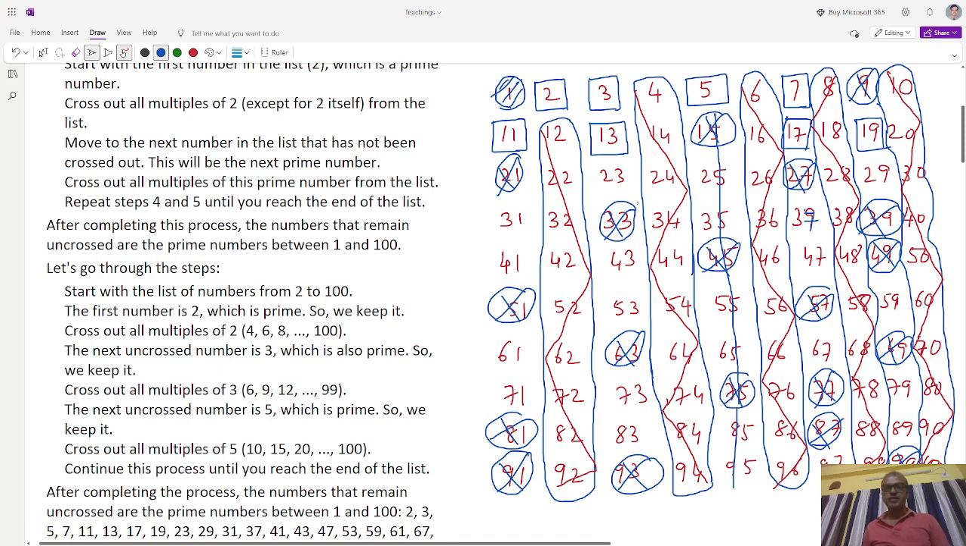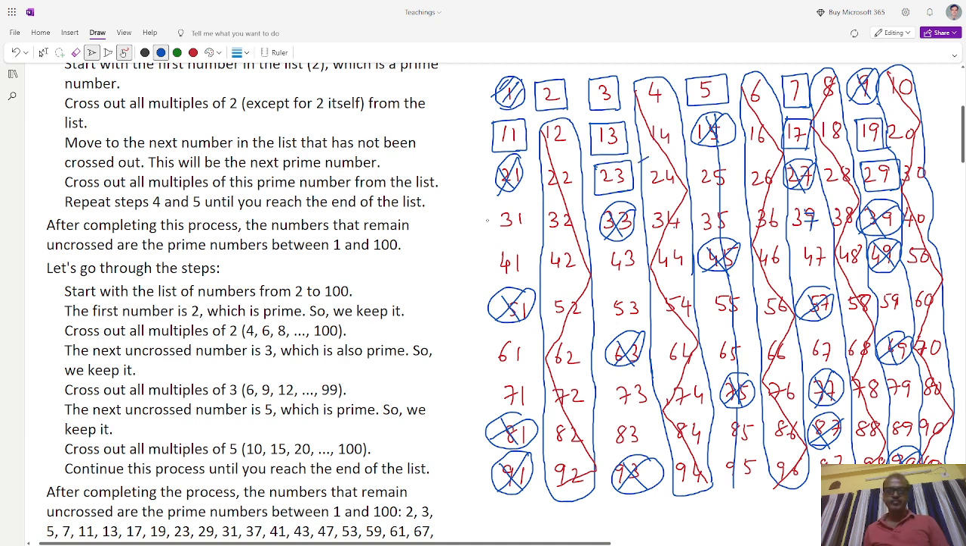Okay. After that, we get 23. 23 is a prime number. Its multiples are 46, 69, 92. Okay. Then what do we get? 29 is a prime number. Its multiples are 58, 87.